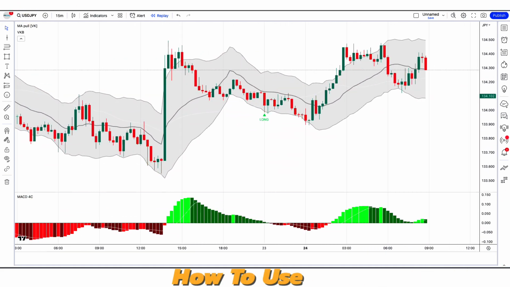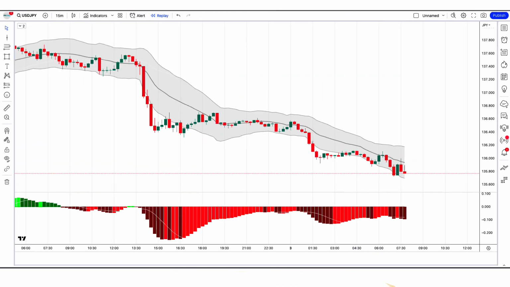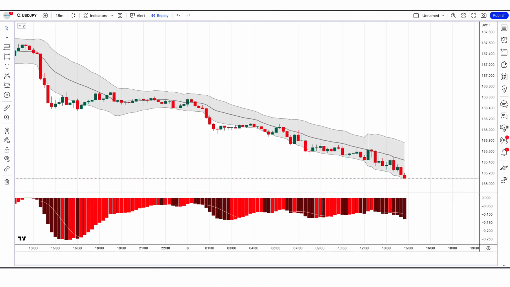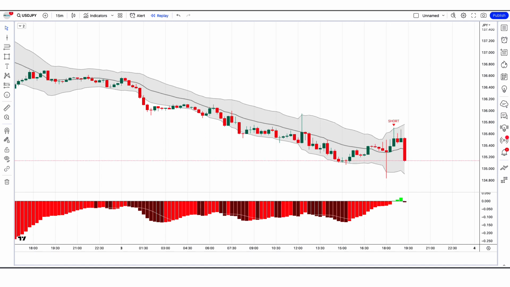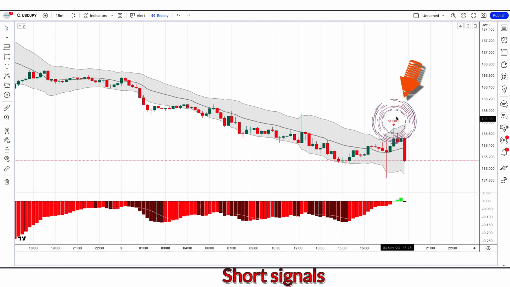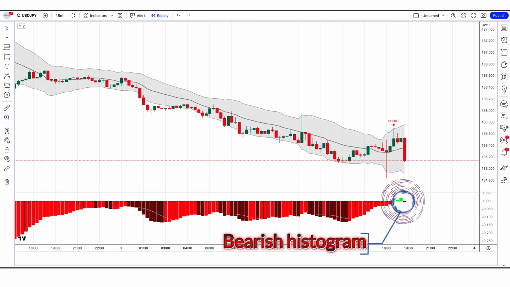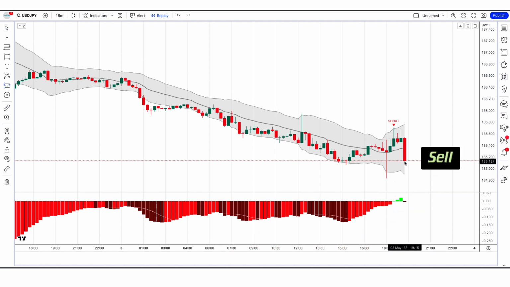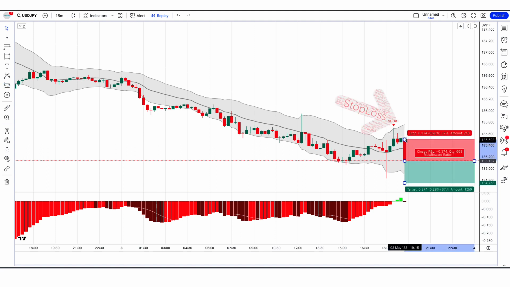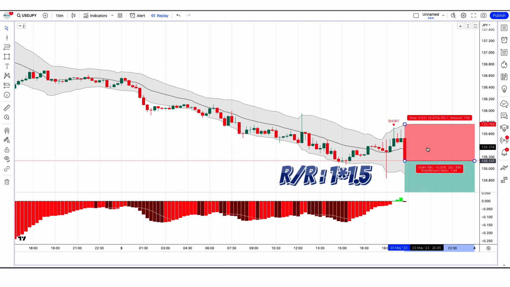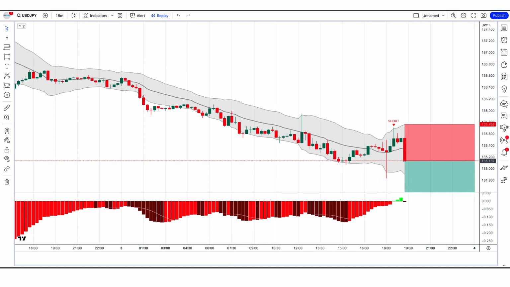Let's see how we use these trading indicators. Let's start. When the MA pullback indicator has given us short signals, when the market forms a bullish candle and below the middle line, the MACD RSI indicator of histogram should be bearish histogram. If this condition is fulfilled, then we will place sell order. Our stop loss will be placed at the VWMA Keltner bands indicator of higher bands line. And the risk to reward ratio will be 1 to 1.5.